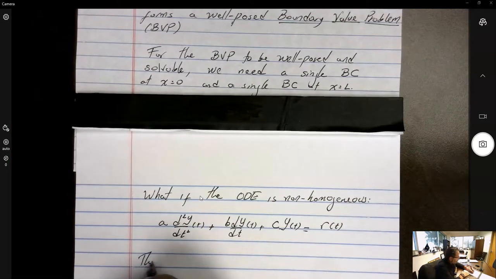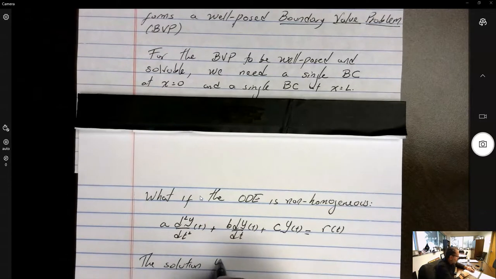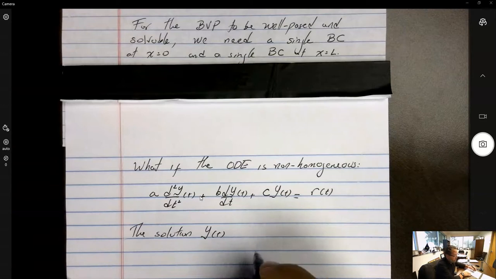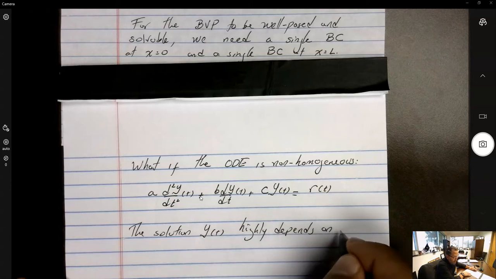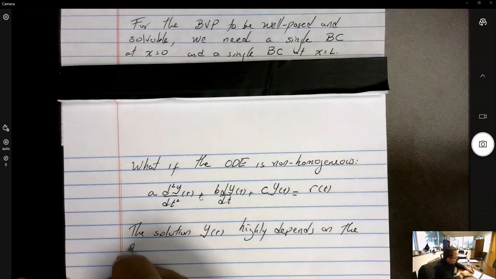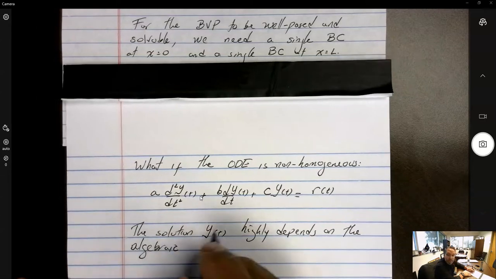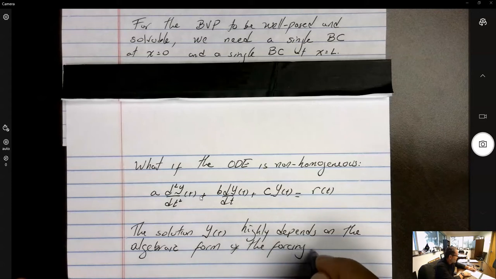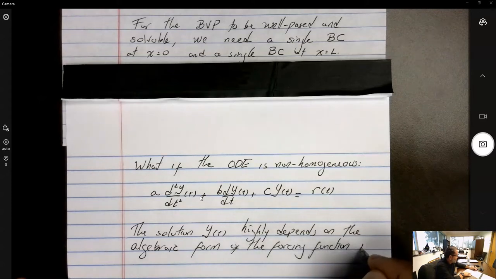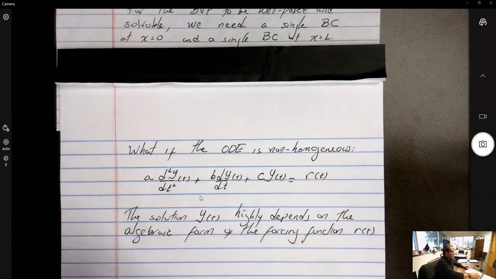Now the solution y of t highly depends on the nature, on the algebraic form of the forcing function R of t. That is, if the forcing function is a trigonometric function, we expect the solution to be sort of trigonometric. If this function happens to be logarithmic, we expect the solution to follow a logarithmic form, and so on and so forth.